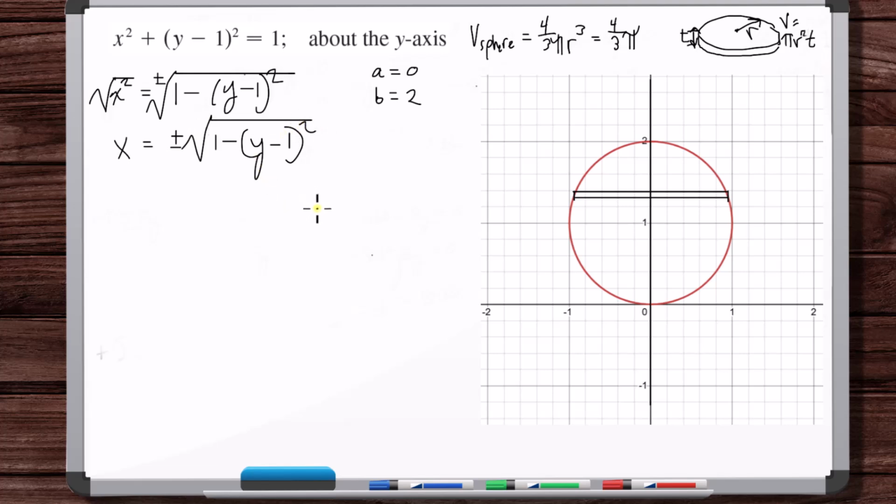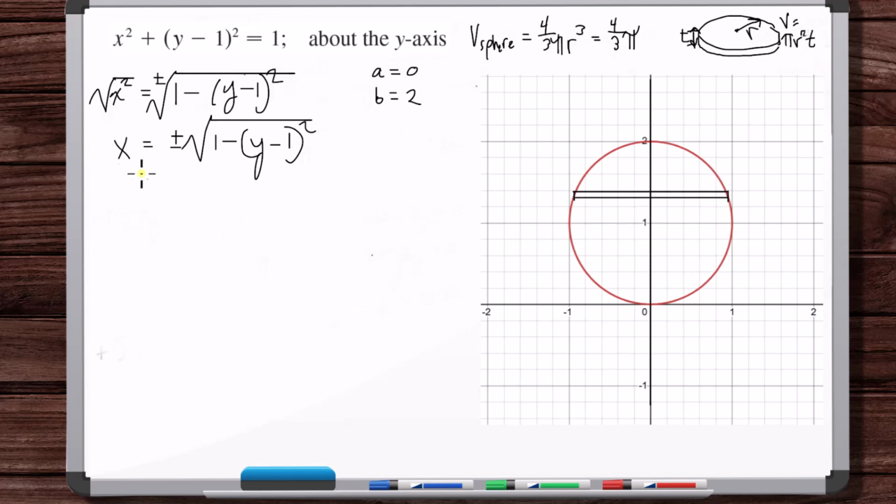Okay, now what does this mean? If you plugged in y is equal to 1, what happens? You get plus or minus the answer. You get x is plus or minus 1. So that's correct, right? When y is equal to 1, you've got two answers: x is equal to 1 and x is equal to minus 1.